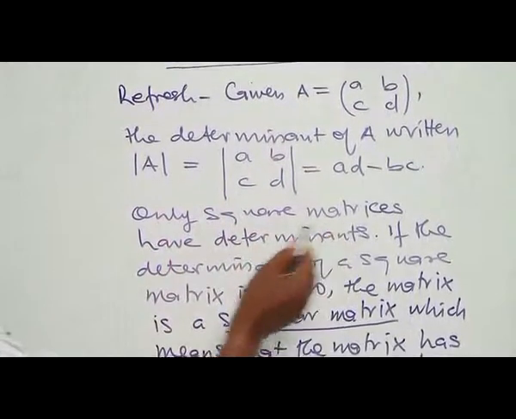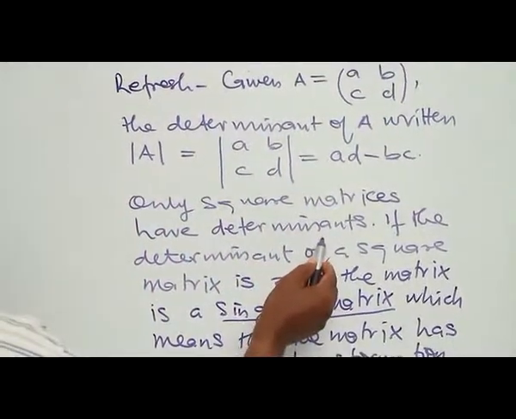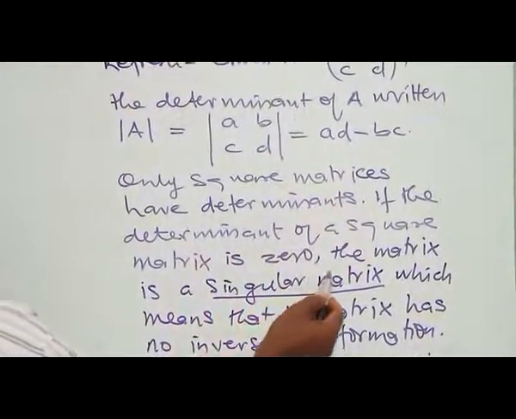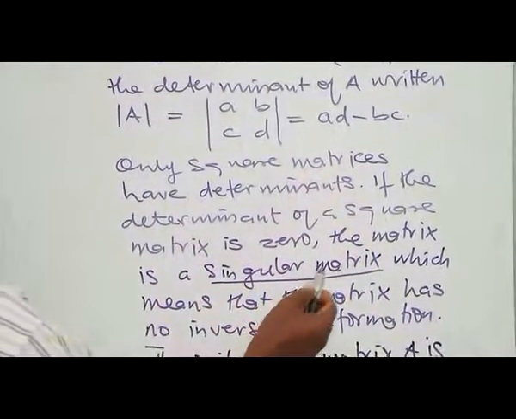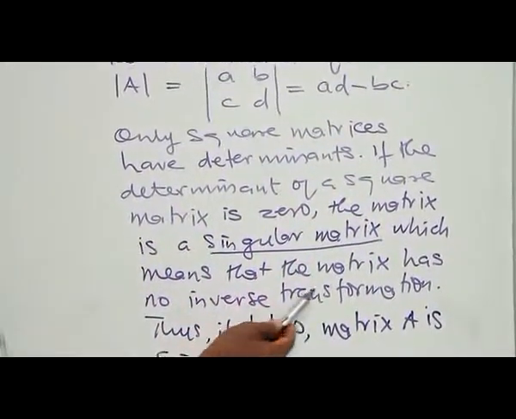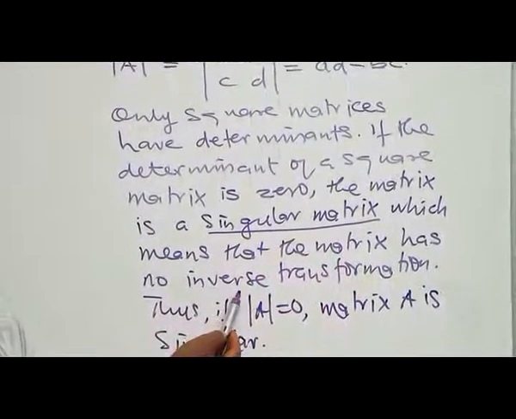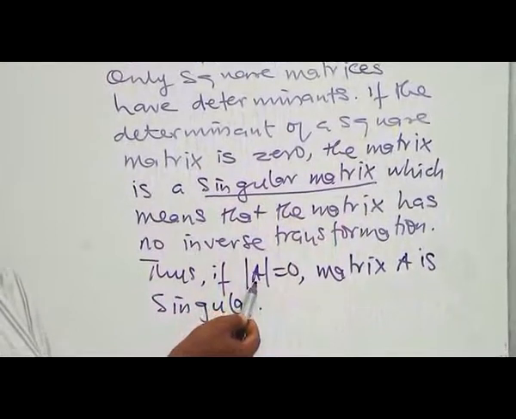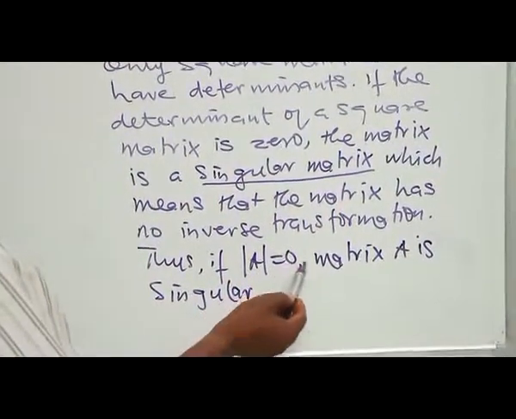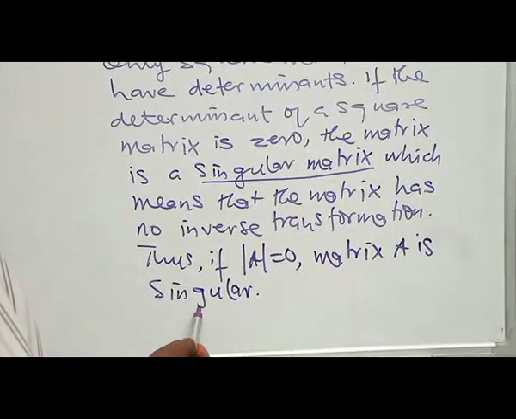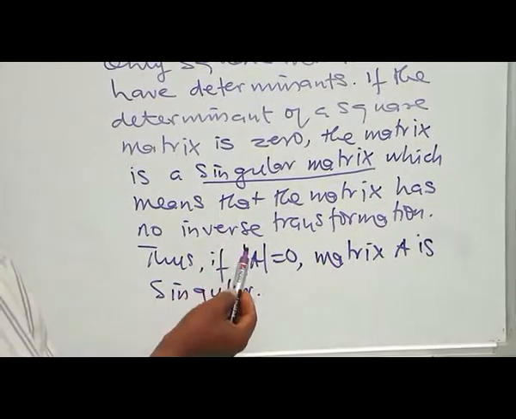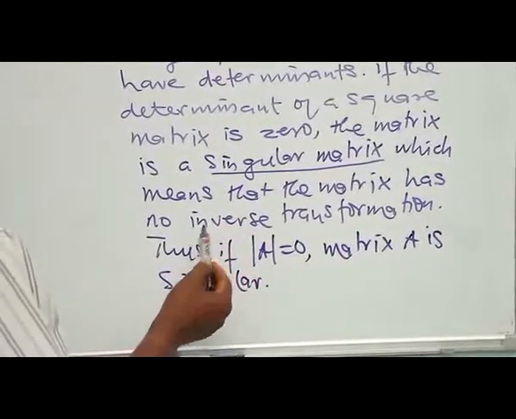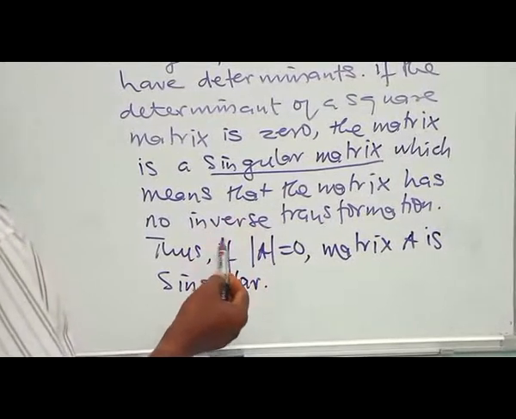Only square matrices have determinants. If the determinant of a square matrix is 0, the matrix is a singular matrix, which means that the matrix has no inverse transformation. Thus, if the determinant of the matrix A is equal to 0, the matrix A is singular. I also explained to you before now that a square matrix has the same number of rows and the same number of columns.